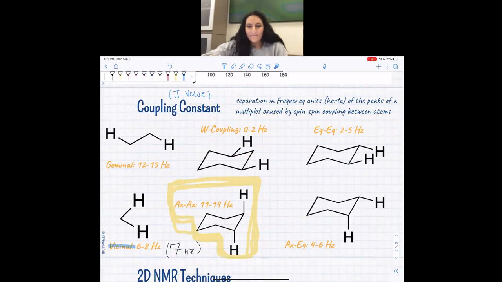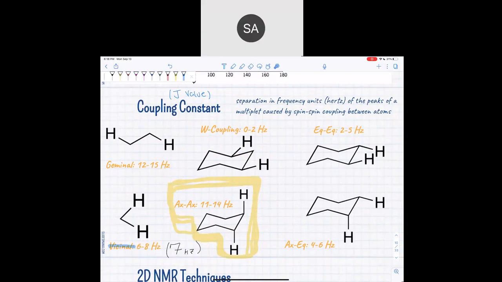Which one is the 7 for? Is it for vicinal coupling?